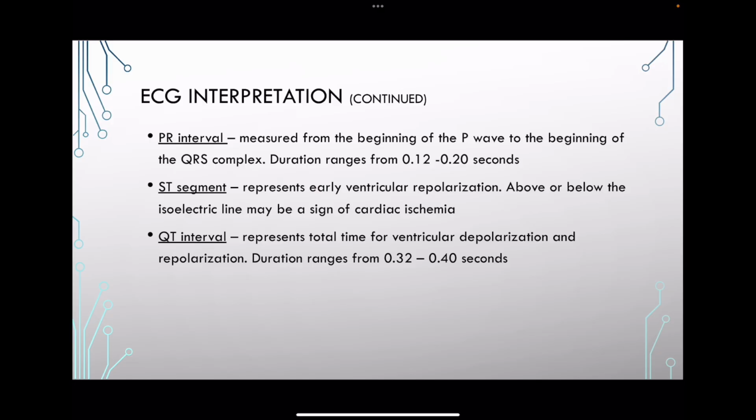All right, like I said on the last one, your PR interval is what's important for your P wave. You want it to be 0.20 or less. Anything greater than 0.2 is considered a first degree block, which we'll go more into later. That's just the electrical signal taking longer to travel down past your bundle of His into your ventricles. And then you have your ST segment and your QT segment.